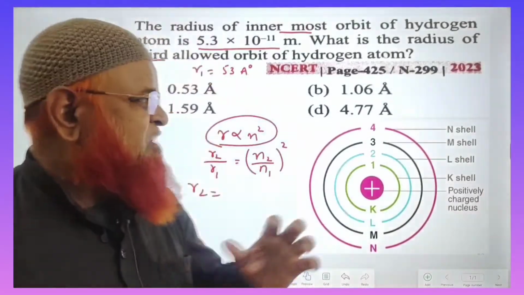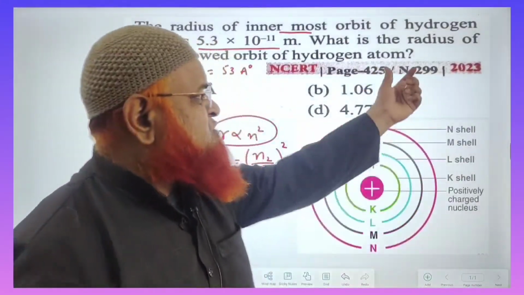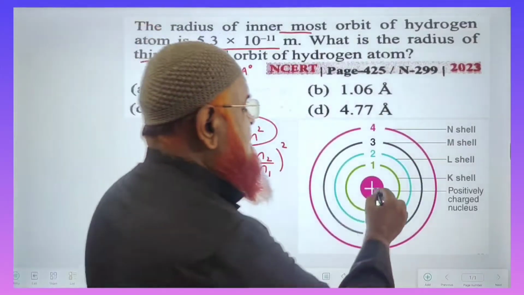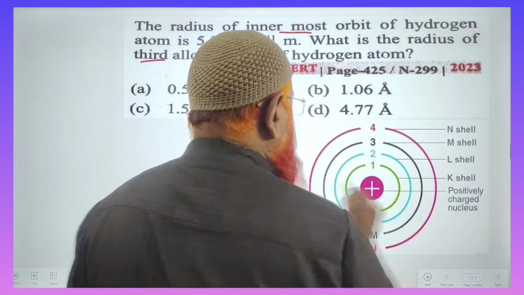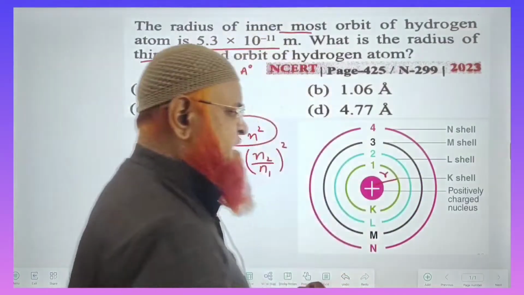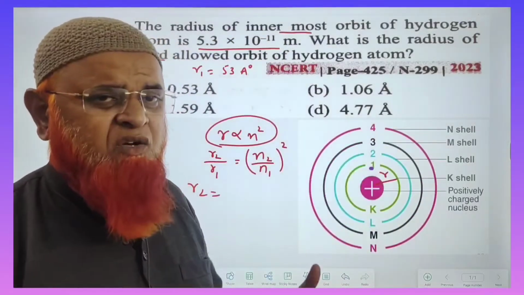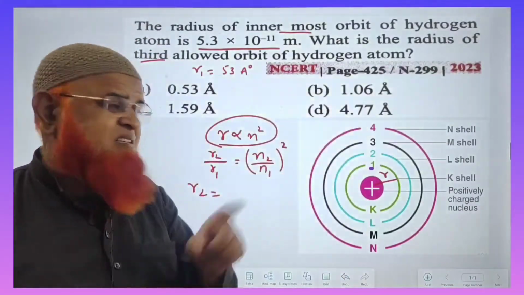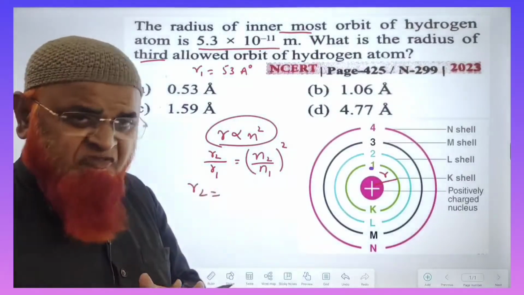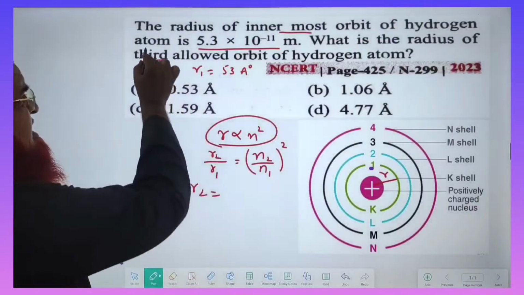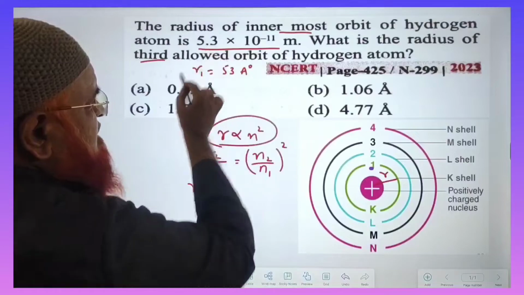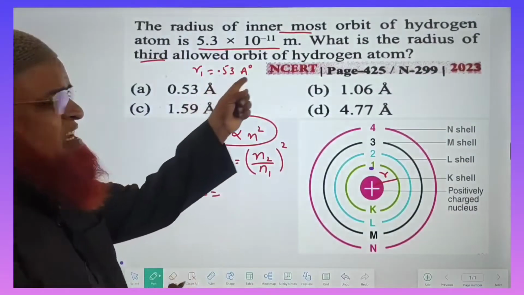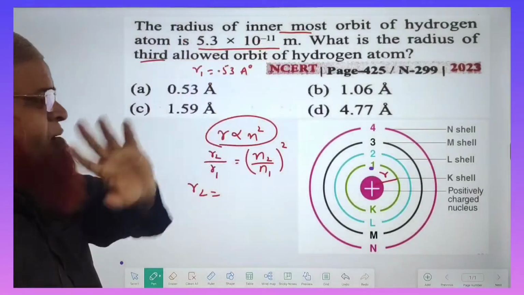My dear students, this is a previous year question asked in NEET 2023. He is asking us to find out the relation between radius of an orbit and principal quantum number. Radius of an orbit and principal quantum number 1, 2, 3, 4 of these shells. You should remember one thing, that radius is directly proportional to the square of the principal quantum number. See, the radius of the first orbit is given as 5.3 into 10 power minus 11 meters, which can be taken as 0.53 Angstroms. You have to convert meters into Angstroms.